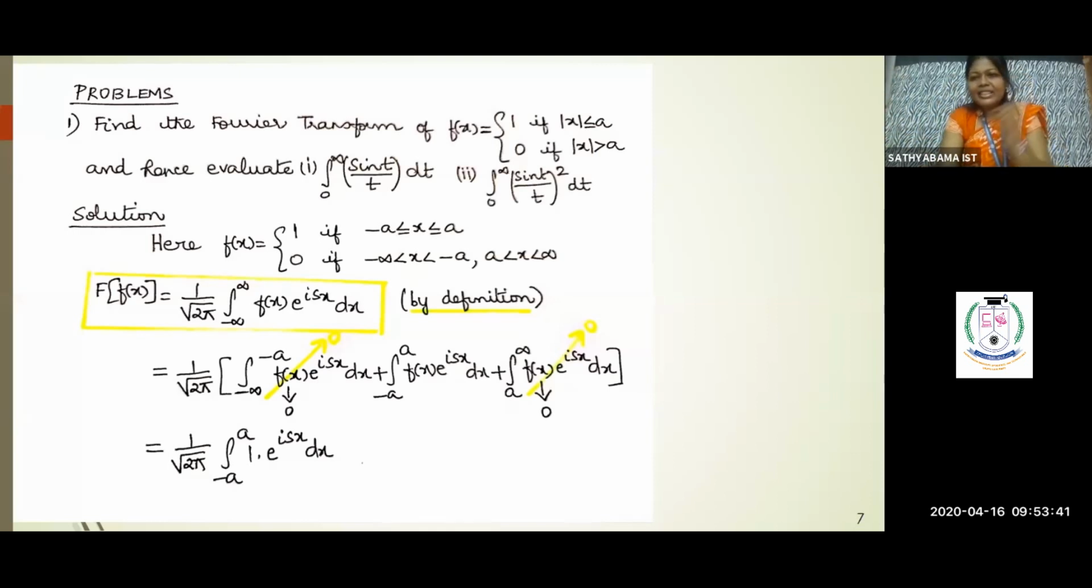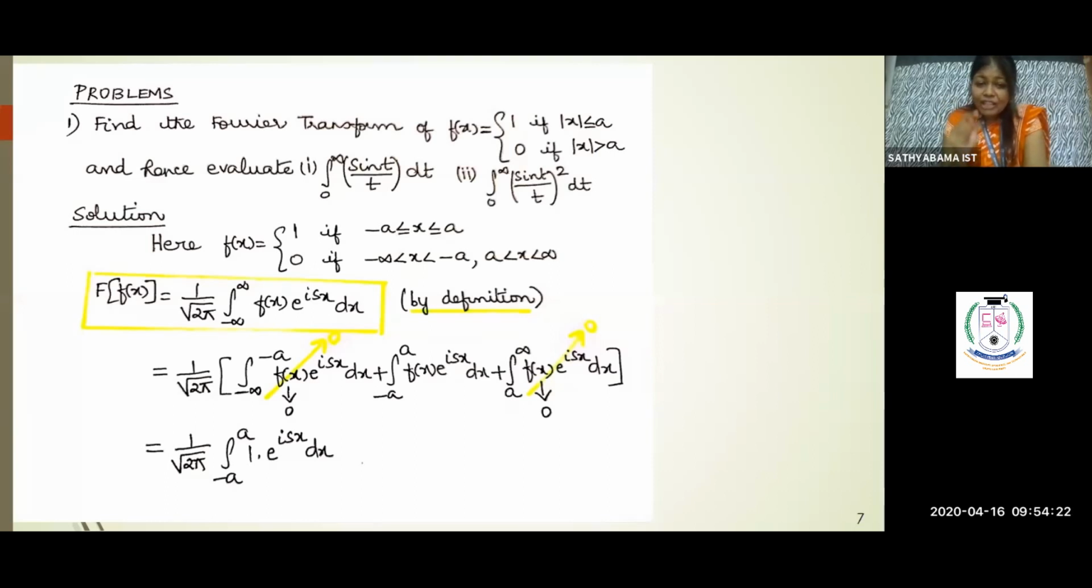Okay, now listen carefully. The first integral and the last integral become zero. Why? Because when x lies between minus infinity to minus a, and when x lies between a to infinity, you're in the second line. What is the value of f of x? It is zero. That is how the function is defined. F of x is zero from minus infinity to minus a and from a to infinity. So I will substitute zero there. And what is the integral of zero? Zero, right? So the first integral and the last integral become zero. They vanish. So I'm left with only the middle integral, all right?